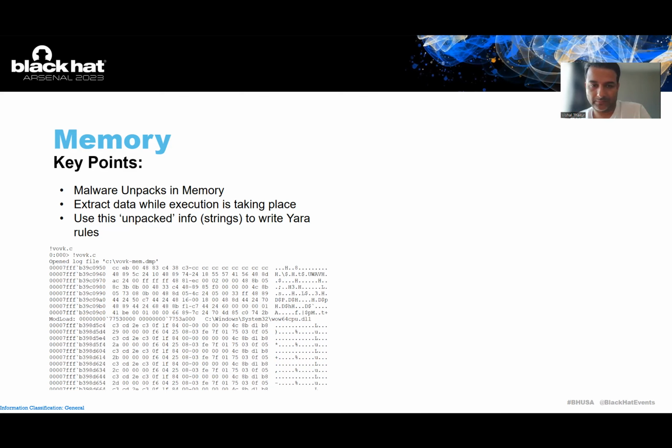As you can see in that screenshot, that's basically us running the Vovk extension. And as you can see, it starts to write a memory dump. And this dump is what we will then go ahead and write the Yara rule based upon, this exact info that you see.